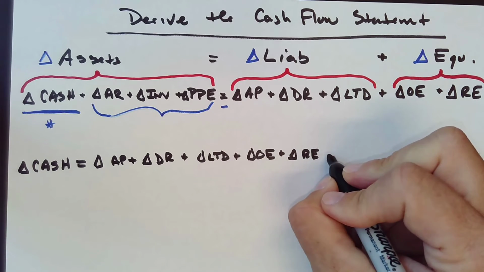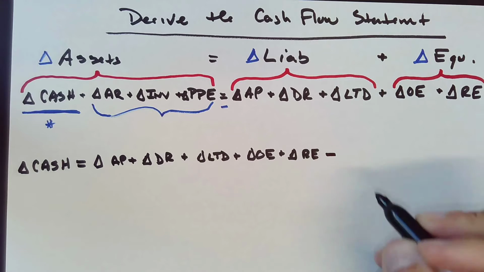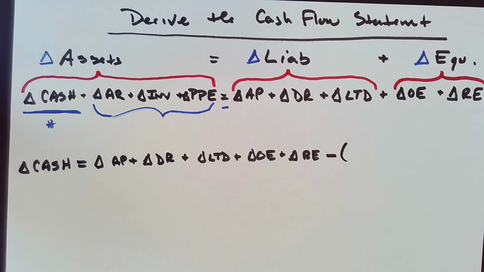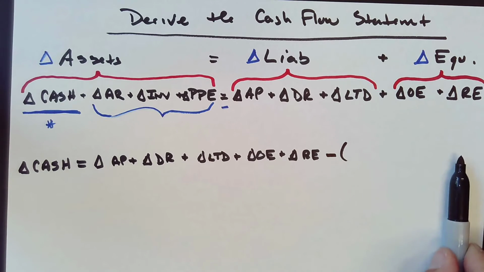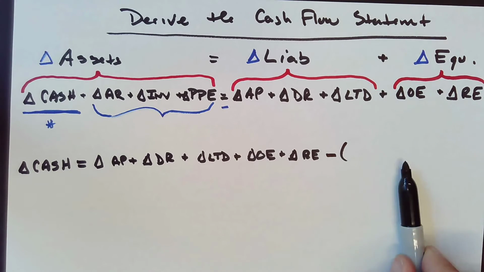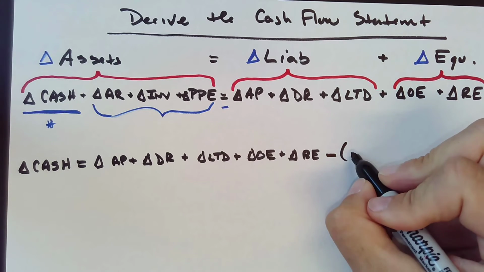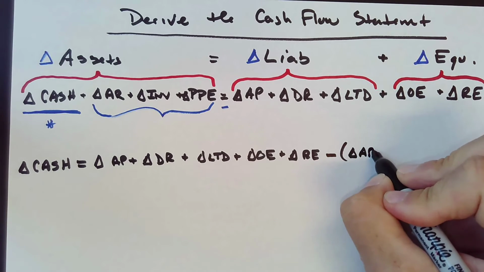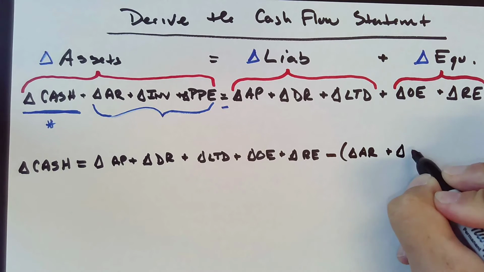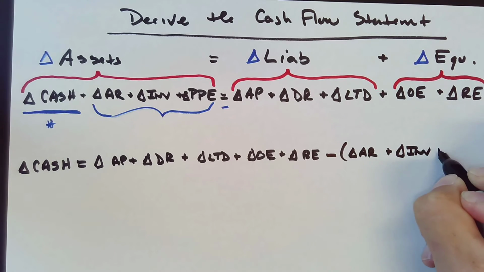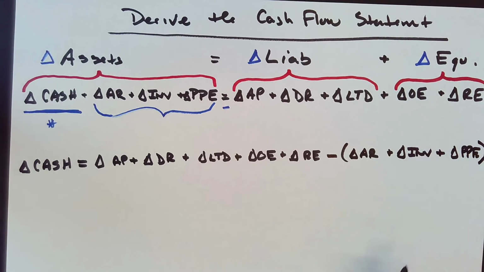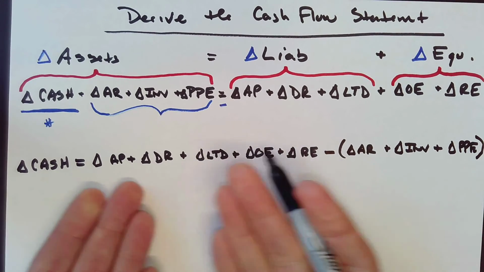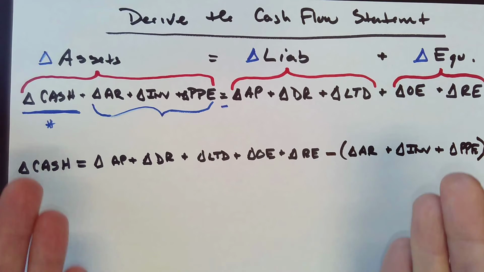So, minus, I'll put a little parentheses there, so this minus will go throughout the entire part of what's in the parentheses. You know, we think about order of operations. Change in AR plus change in inventory plus change in PP&E. This is the cash flow equation. This is what we got to get to.